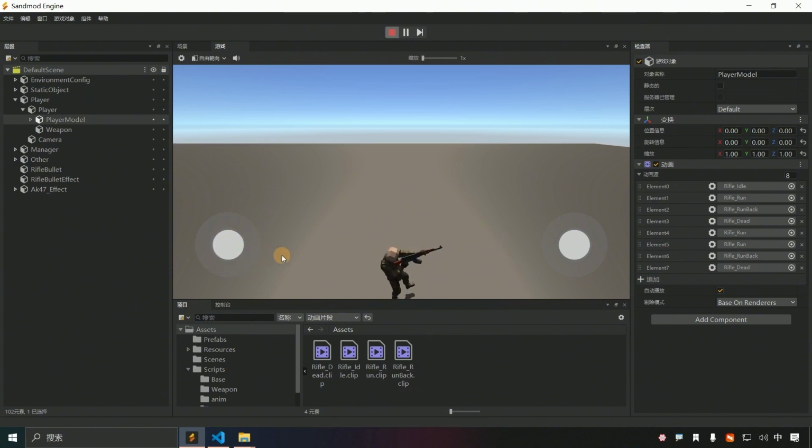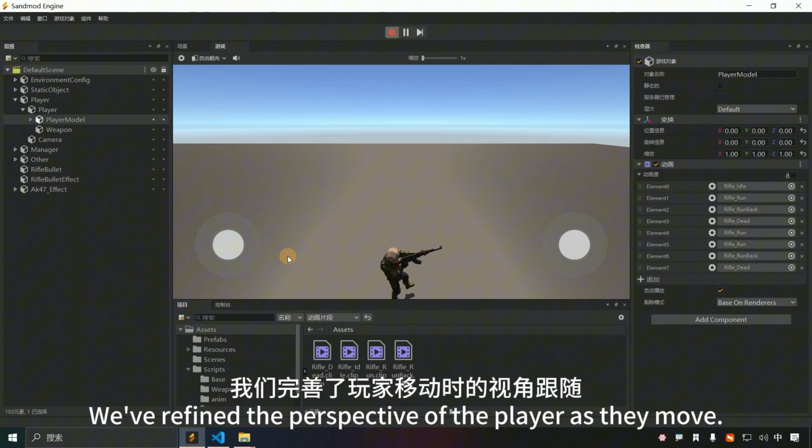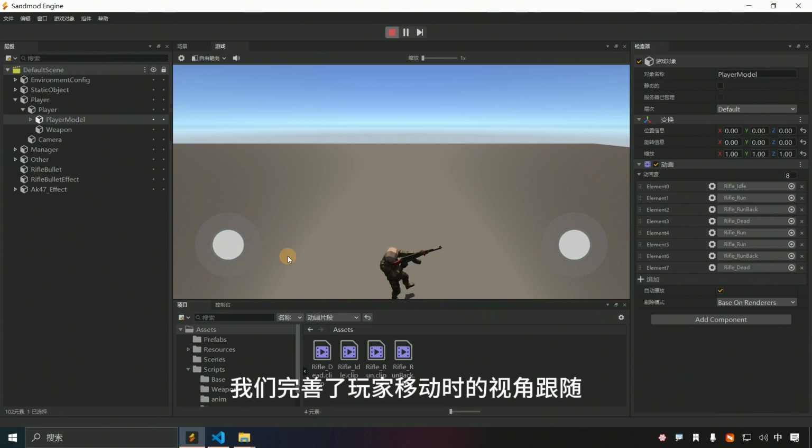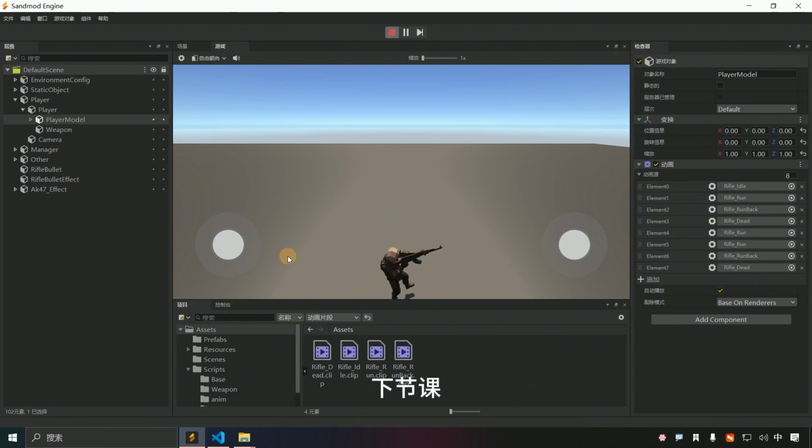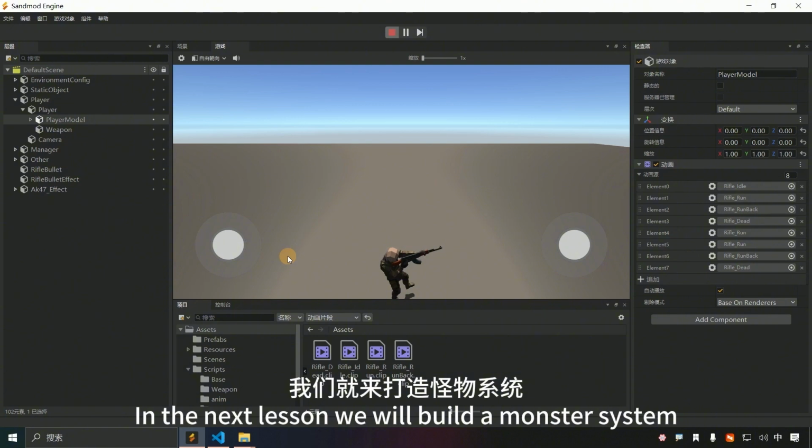In this lesson, we've refined the perspective of the player as they move and corrected some minor issues. In the next lesson we will build a monster system.